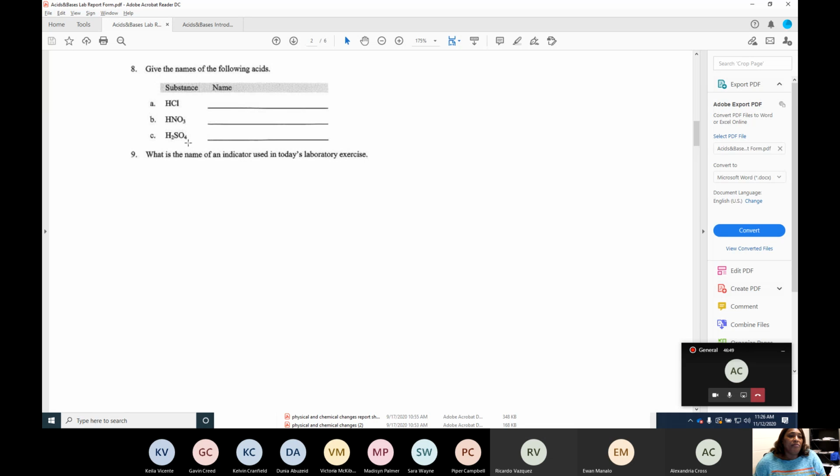It contains the sulfate polyatomic ion. So again, we drop the -ate ending and replace it with -ic. So that's sulfuric acid. And we will be using this acid at 2 different concentrations and see how it reacts with common substances.